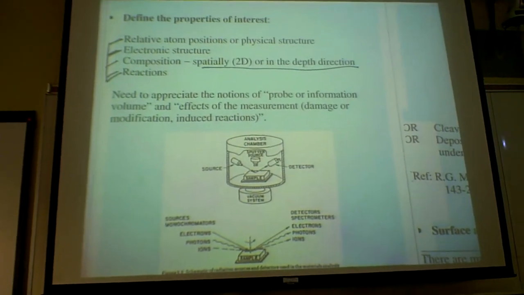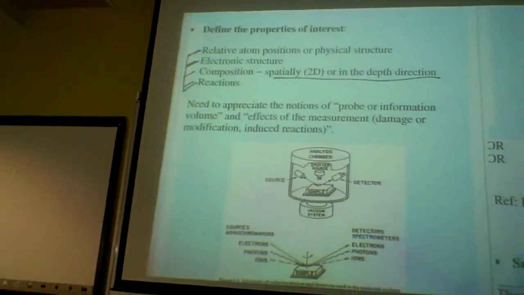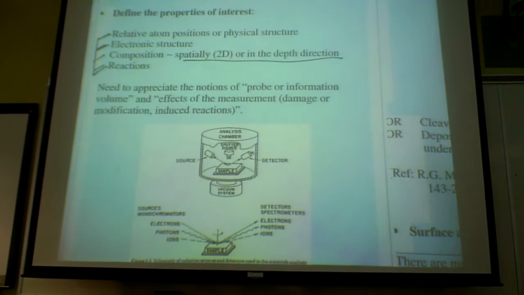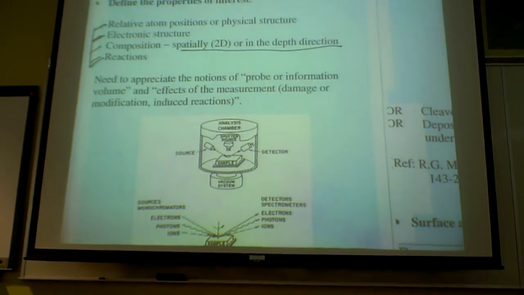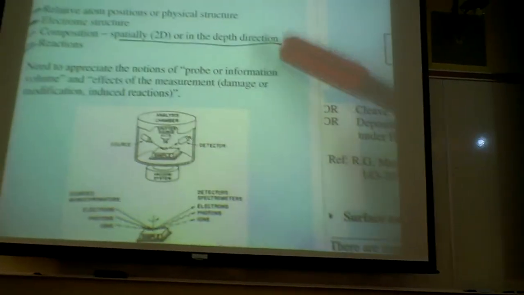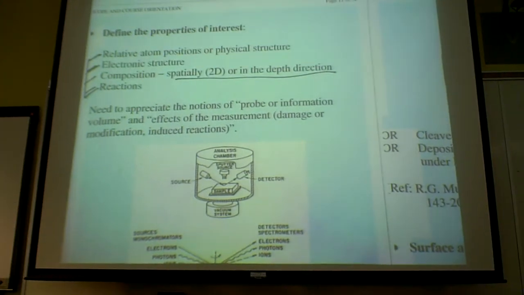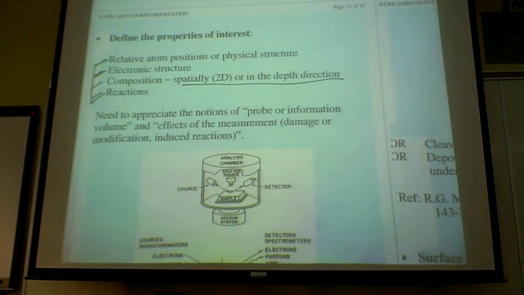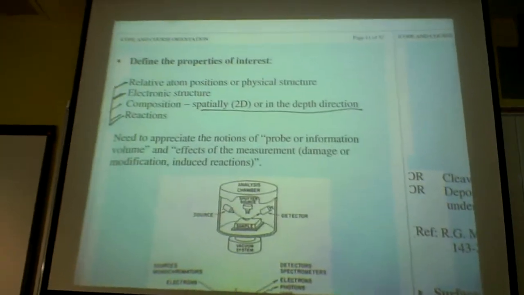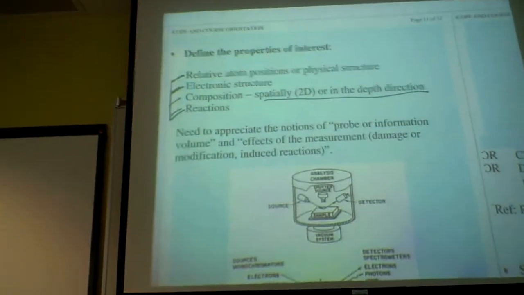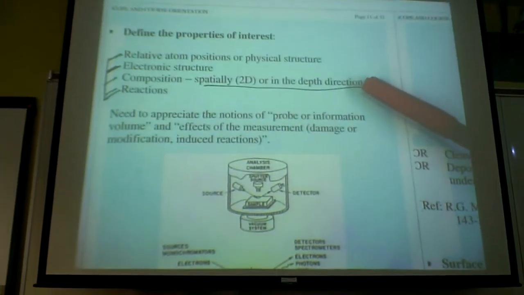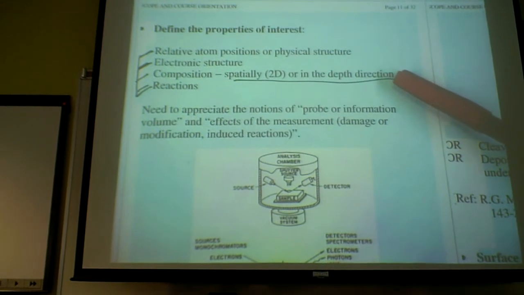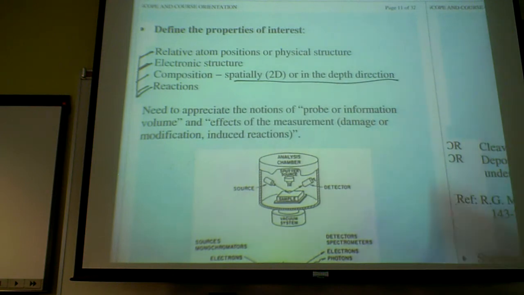and we pointed out that generally, in my opinion, there are four things that you can look at. You can look at the physical structure, you can look at the electronic structure, and then you can look at composition. So chemical information, both spatially in two dimensions and also in the depth dimension. Oftentimes this is known as depth profiling. So you profile either the chemical state or the elemental composition in terms of depth, and then you can also see spatially in the XY direction how these compositions change.